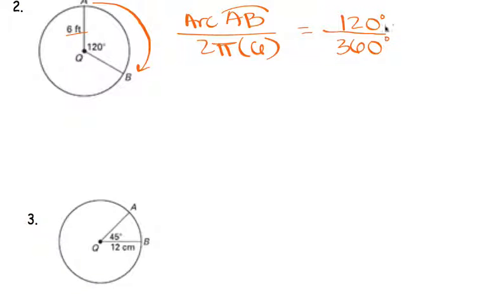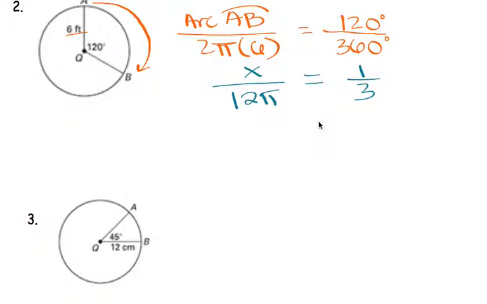So I know that I'm finding this part of the circumference. To do this, you can put x for the arc here, and you can cross multiply it as is. But it's easier math if you can reduce the fraction on the right. I know that 120 is a third of 360, so 1/3 is what that reduces to. The arc is what I'm finding, and then 2 pi times 6 is 12 pi.